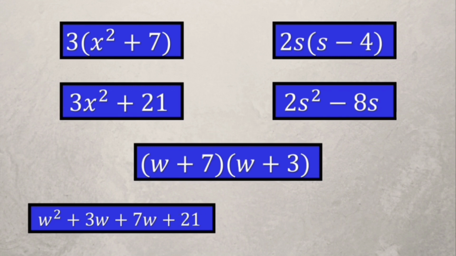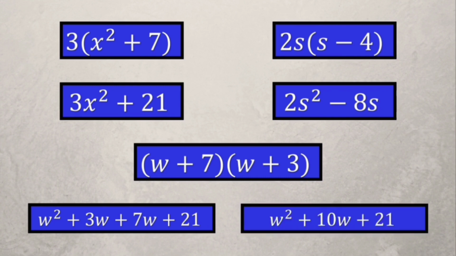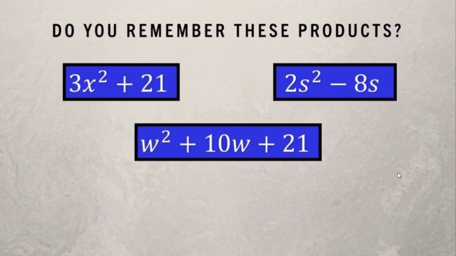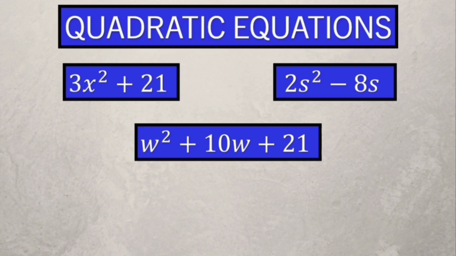After that, we're going to combine like terms. The like terms in this expression are 3w and 7w. Therefore, we will have 10w. And the correct answer is w squared plus 10w plus 21. And as you can see, these are the answers, or the products, of the given expressions in the activity. We have 3x squared plus 21, 2s squared minus 8s, and w squared plus 10w plus 21, and those are what we call quadratic equations. And quadratic equations is our topic for today.